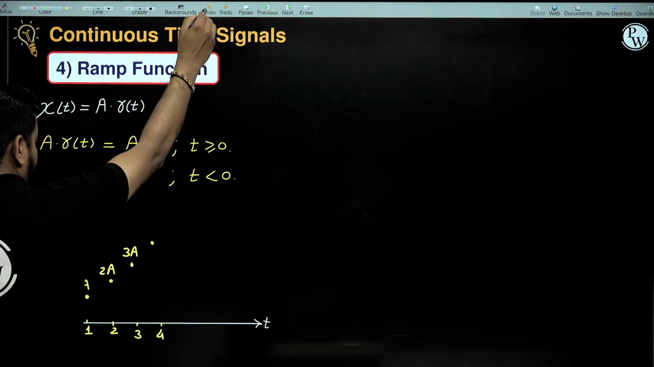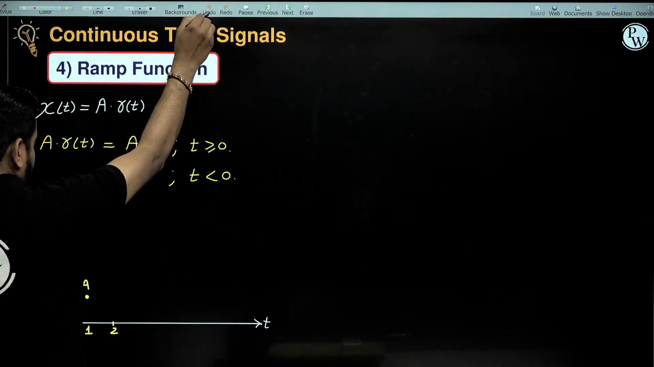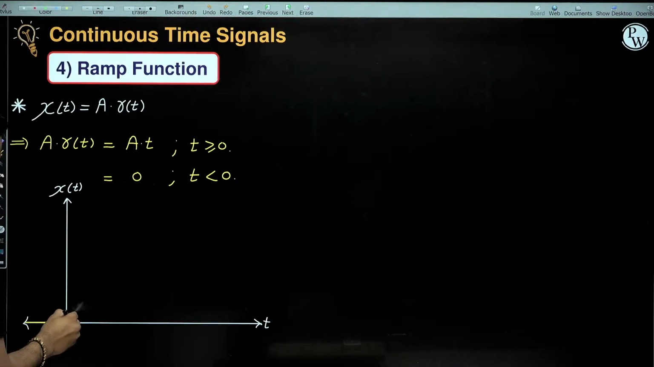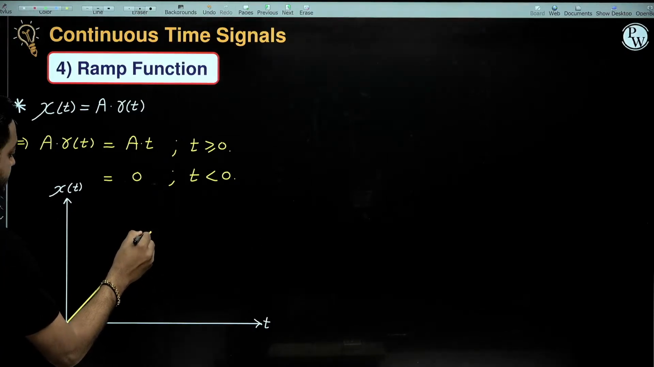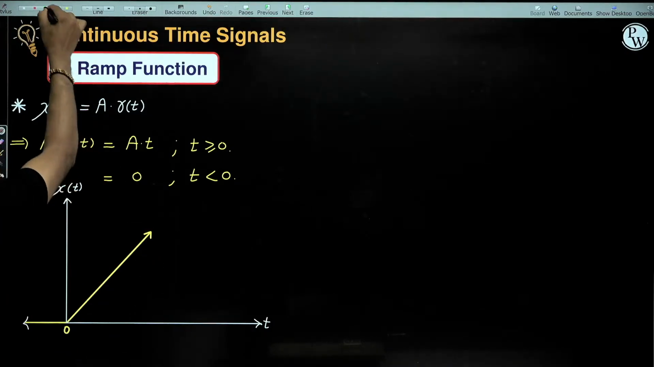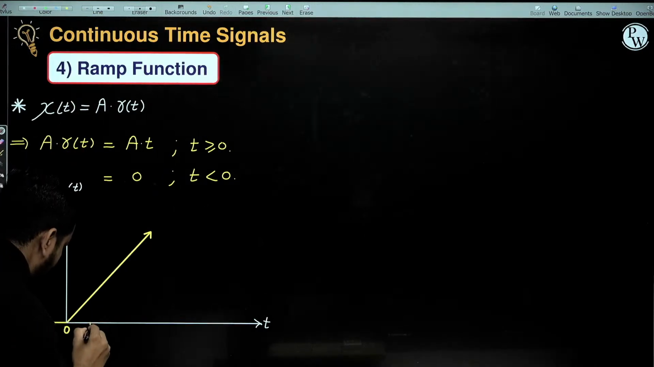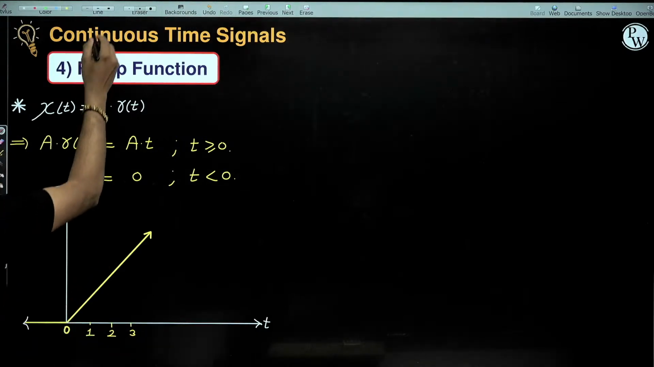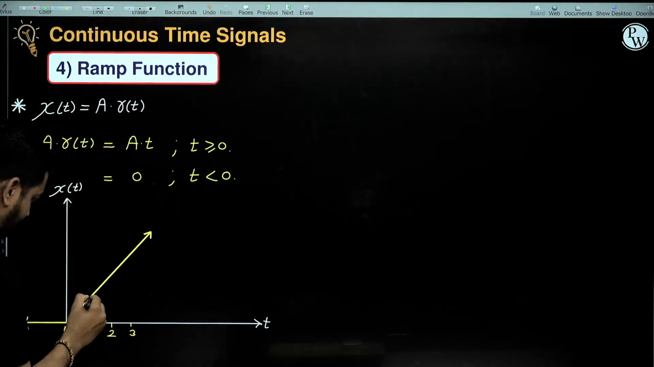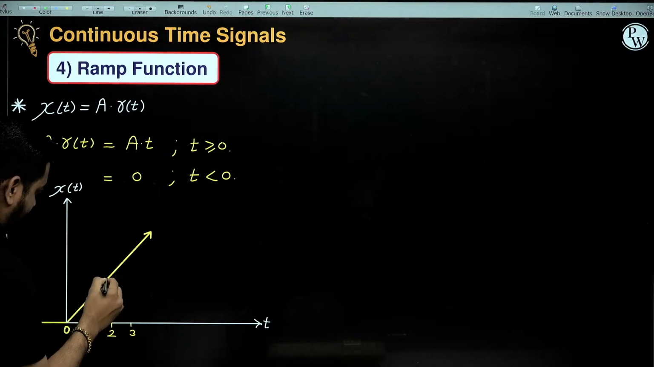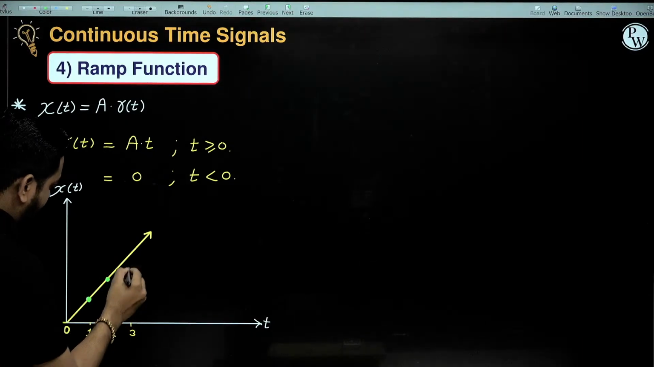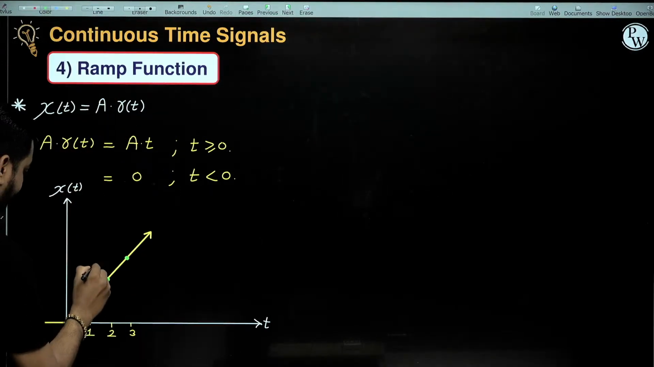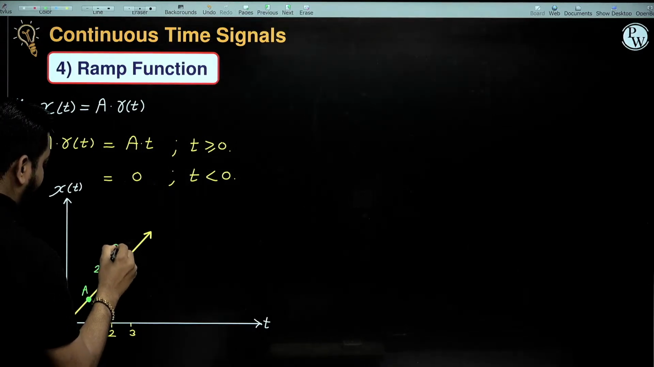Let me draw it in a good fashion. Here it is a linearly increasing function, guys. As t tends to infinity the amplitude is infinite. Let us mark this as 1. You can take non-integer values also. At t equal to 1 the amplitude is a, at t equal to 2 it is 2a, and at t equal to 3 it is 3a.